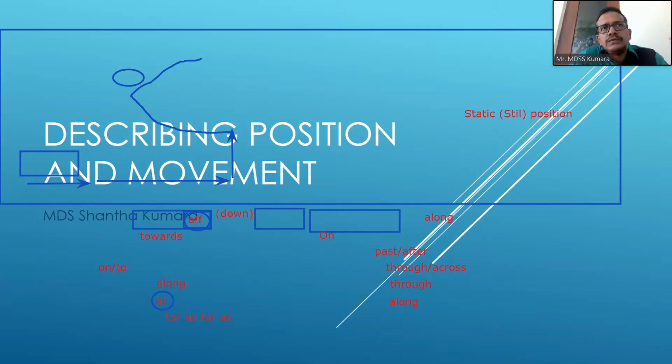Like when you set a lab apparatus, or a computer, or a part in your body, they do not move. That is a still position, a static location. Movement means you move from one place to another.